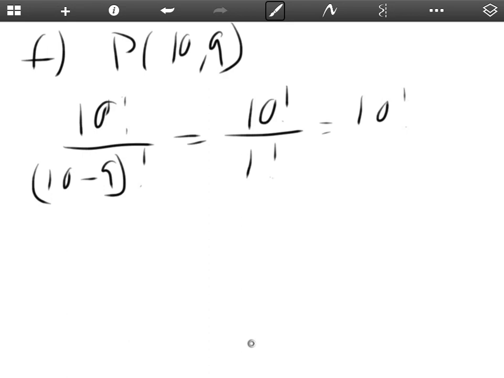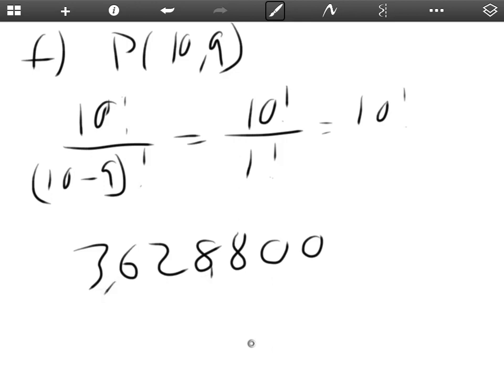a large number. Let me just do the whole thing on a calculator really fast, because I probably made an algebra error somewhere in here. And that is equal to 3,628,800. And all those should be right.